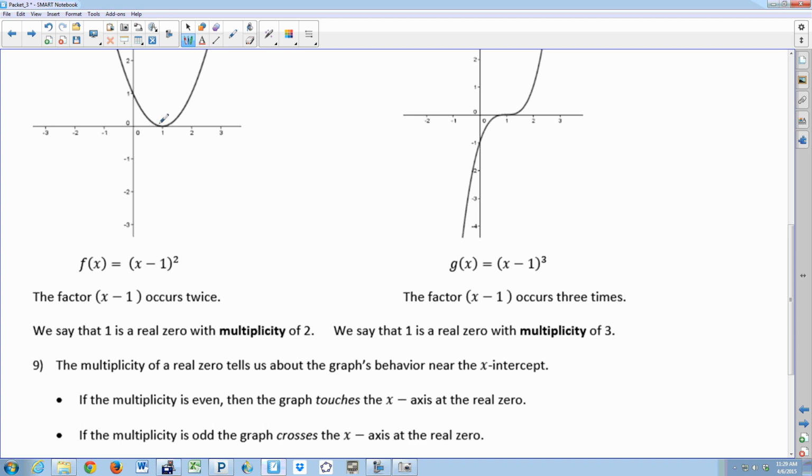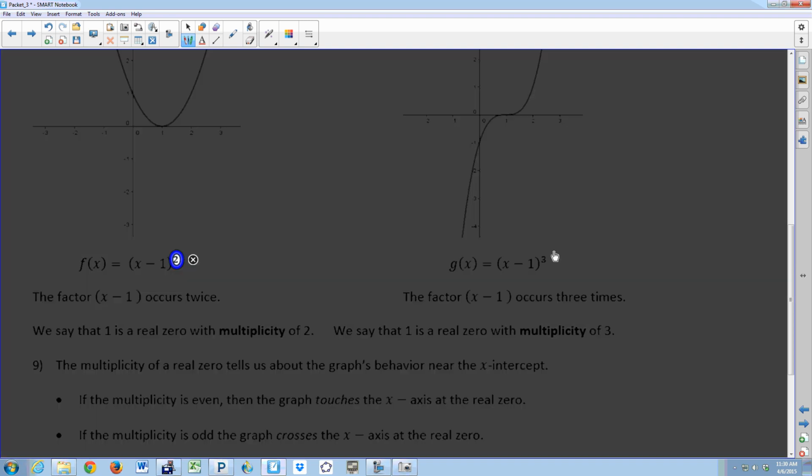So if you looked at this picture and I said, how many zeros does this have? You'd say 1, but it really has two. It's just that they're identical twins. In this one, it has 3 zeros. It's just that they're identical triplets. Okay, you have as many zeros as your multiplicity says.